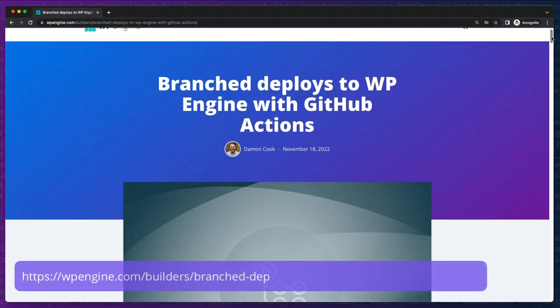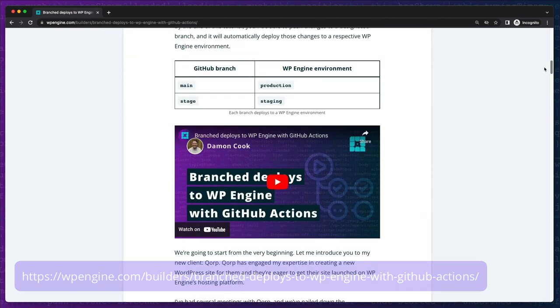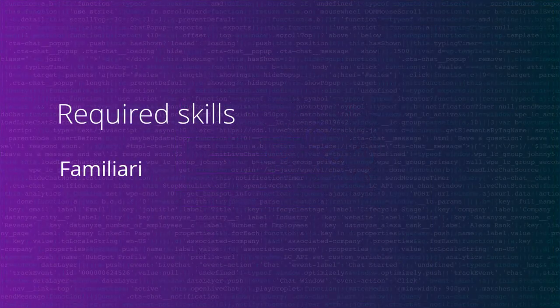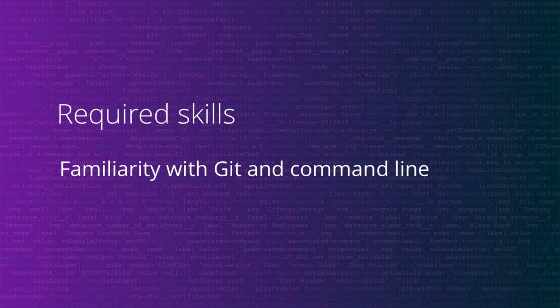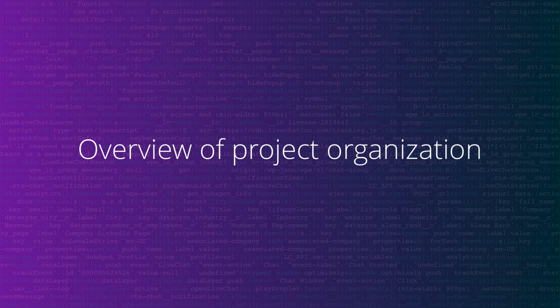First, check out my previous post, which covers branched deploys to WP Engine with GitHub Actions. There is also an accompanying video, which I'll link to in the show notes. We'll assume that you already have your WordPress project under Git version control and are likely familiar with using the command line. Let's get an overview of our current example WordPress project.